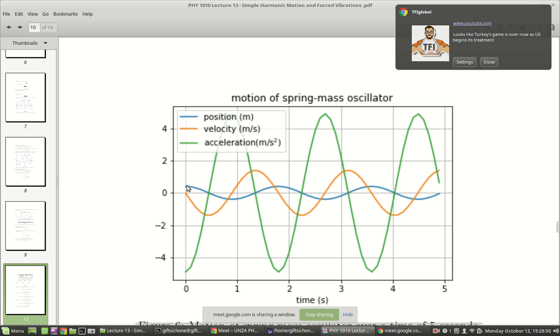So, maximum acceleration happens when you've got maximum displacement, because it's only at maximum displacement that the direction in which this particular object is moving is going to change. So basically that's what this is showing.